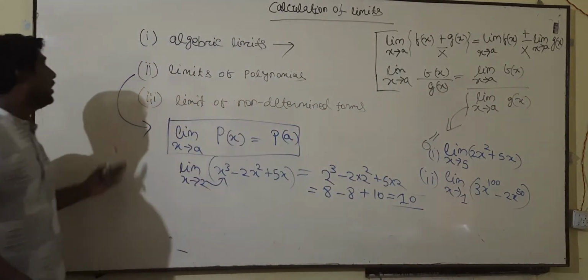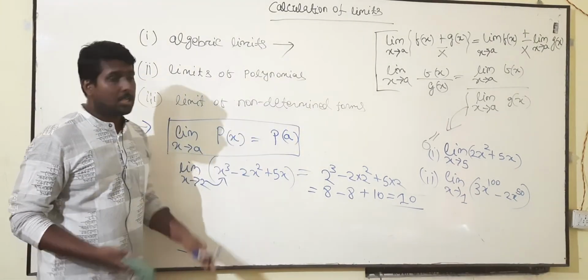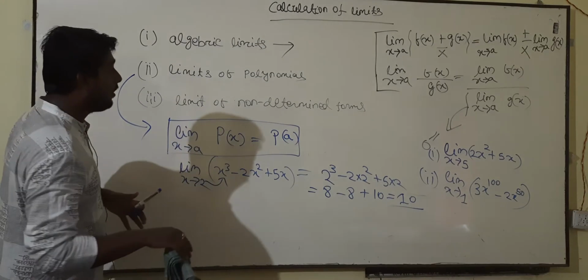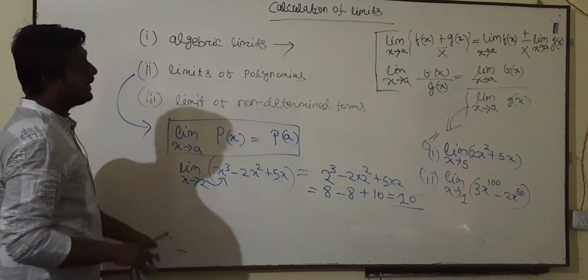Okay. So the next phase is limit of non-determined forms. Where does this non-determined form come from? We will be dealing with that. Before that, you have to write them down.